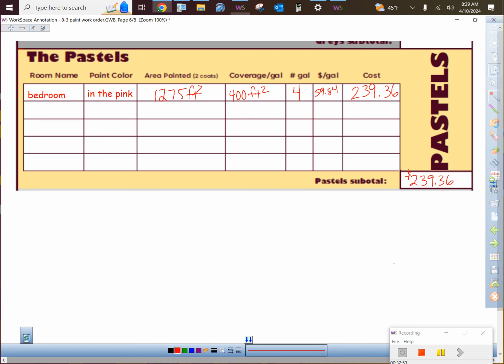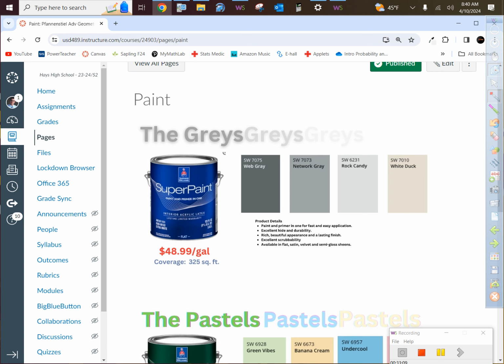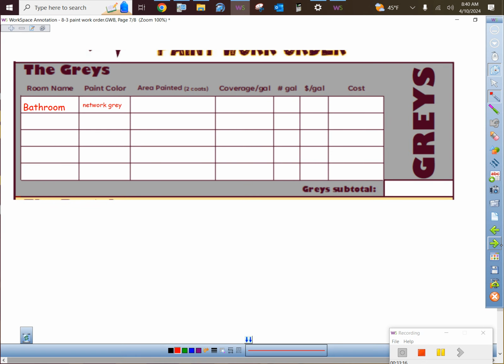And back on Indian's Hardware Store, this is my kitchen and my bathroom. I would like them to be this network gray color. Is that cool? So when I go to my next guy, I'm going to do bathroom. And I have made him network gray. Bathroom, network gray.